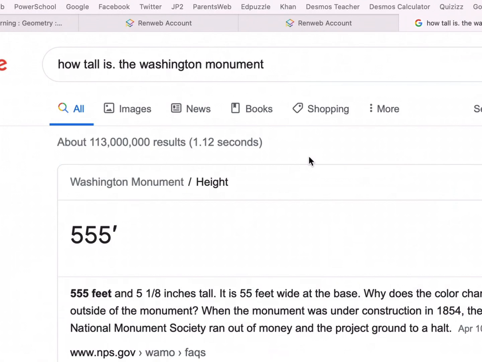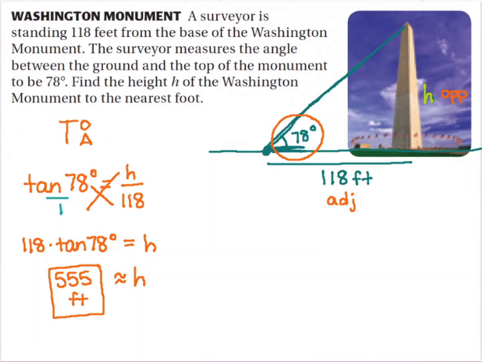555 feet. Love it. So our goal today was to see how those trig ratios can help us solve problems, how we can use them, and we are able to find those missing lengths of right triangles using our ratios.